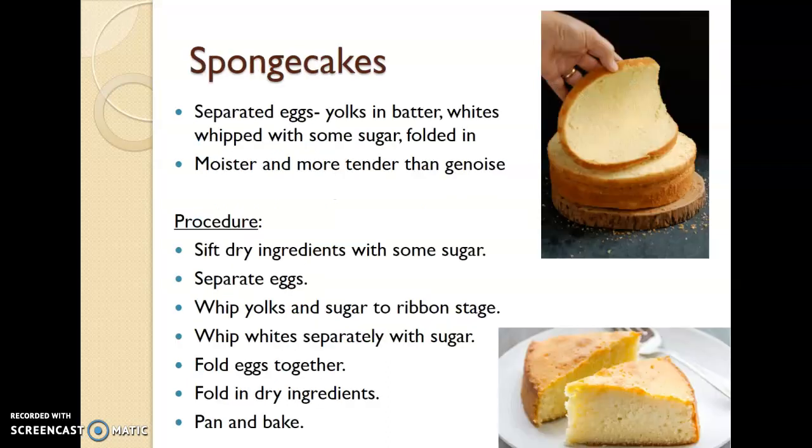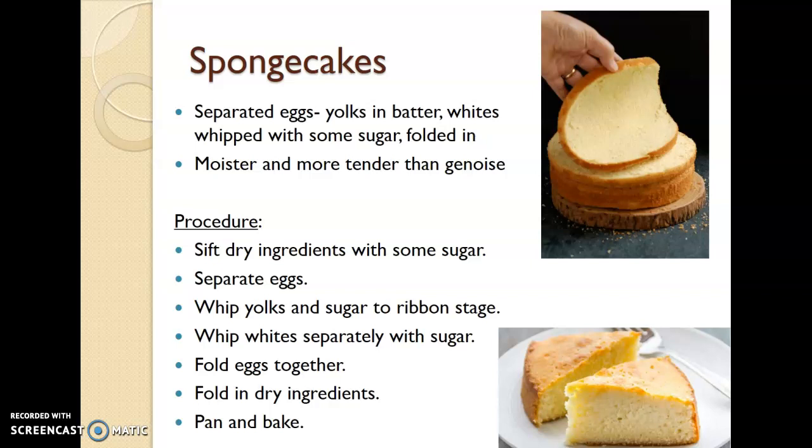Next, we'll talk about a sponge cake, which is very close to a Jinhua. In fact, a lot of different recipes will call their cake a Jinhua sponge cake. But they are different. A Jinhua, remember, we took the whole eggs together. Here in the sponge cake, we're separating the eggs. The yolks we will incorporate into the batter, but the whites are going to be whipped separately and folded in. It tends to be a much moister and more tender product.